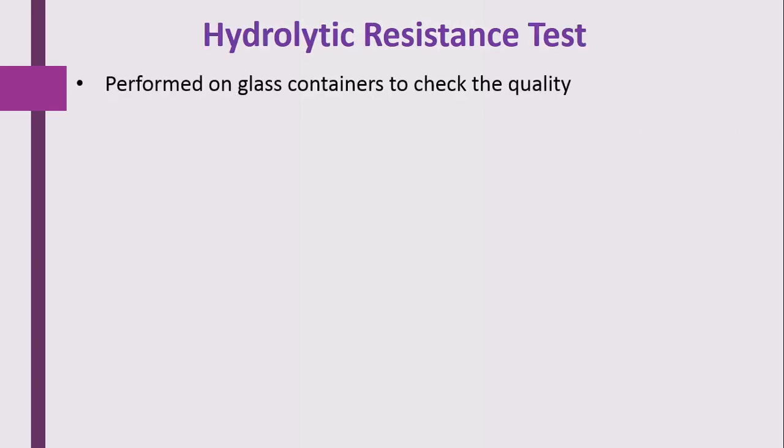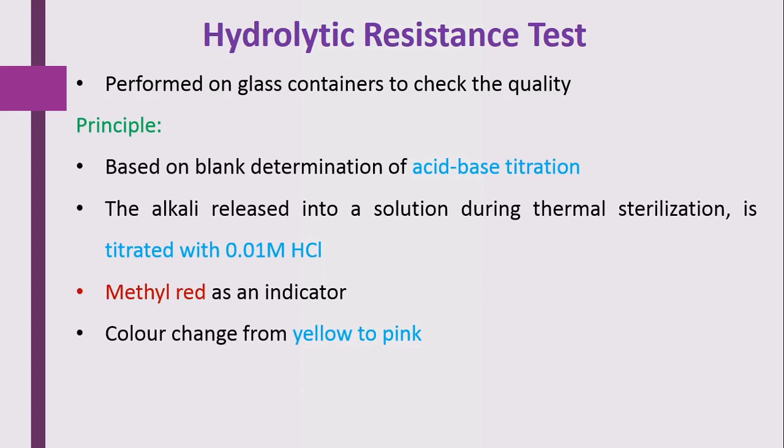In this slide, we'll see the hydrolytic resistance test, which is performed on the glass container to check the quality of that particular container, as well as to distinguish between type 1 and type 2 glass container. So here is the principle of this test. The hydrolytic resistance test is based on blank determination of acid base titration.